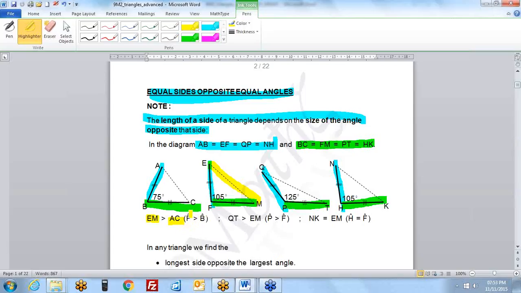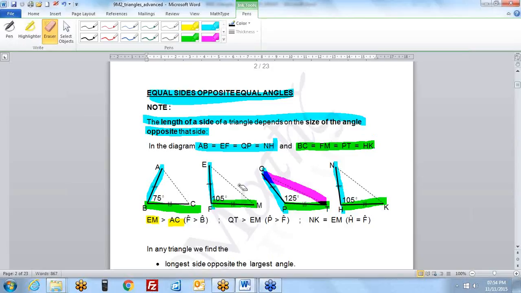So take note on how to give your reasons mathematically and what will be acceptable. This is the acceptable way of writing it. Then QT, to make it a different color, is bigger than EM because angle P is bigger than angle F. Angle P is 125 degrees and angle F equals 105 degrees. Therefore, QT is longer in length than EM.